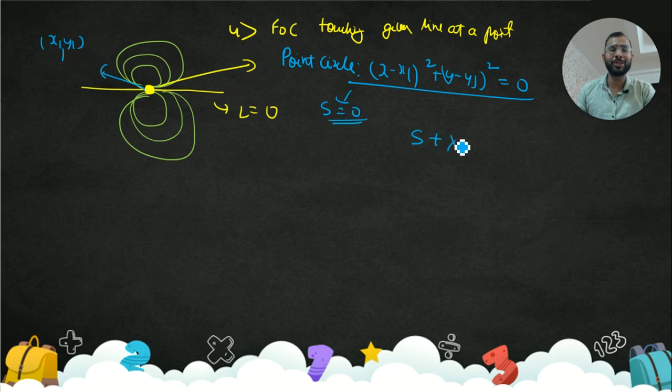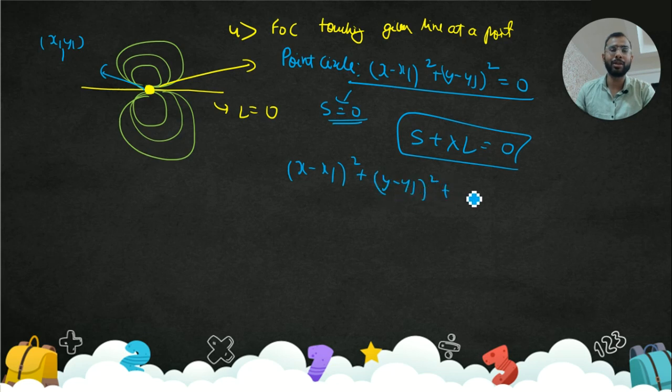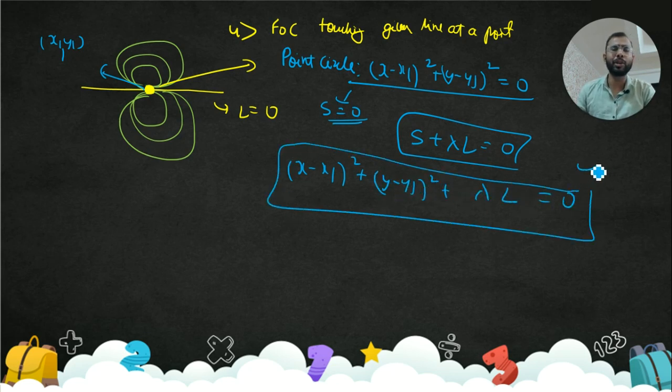So our equation is S plus lambda L equal to 0, where S is x minus x1 square plus y minus y1 square, plus lambda times L, which is given in the question. So is it easy or not, tell me? Very easy, interesting or not everyone? Yes. Let's look at questions on this fast. We can surely see 2 questions, we can do at least this much, we have put in so much effort.